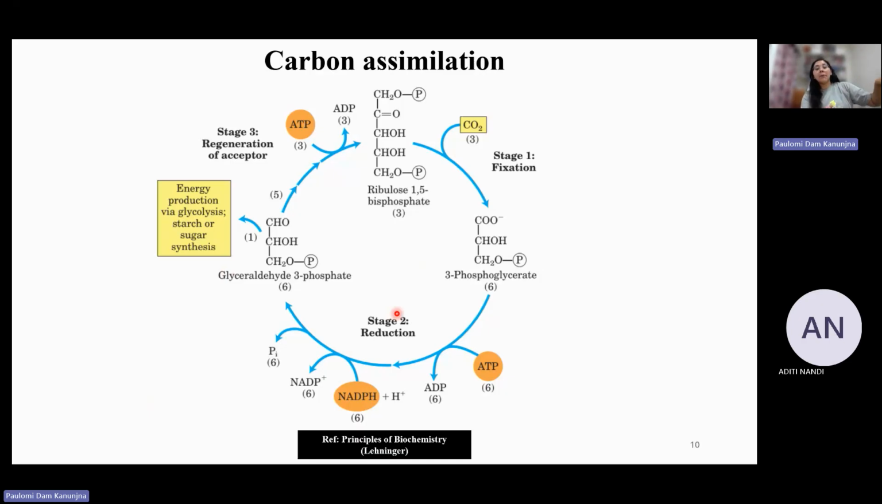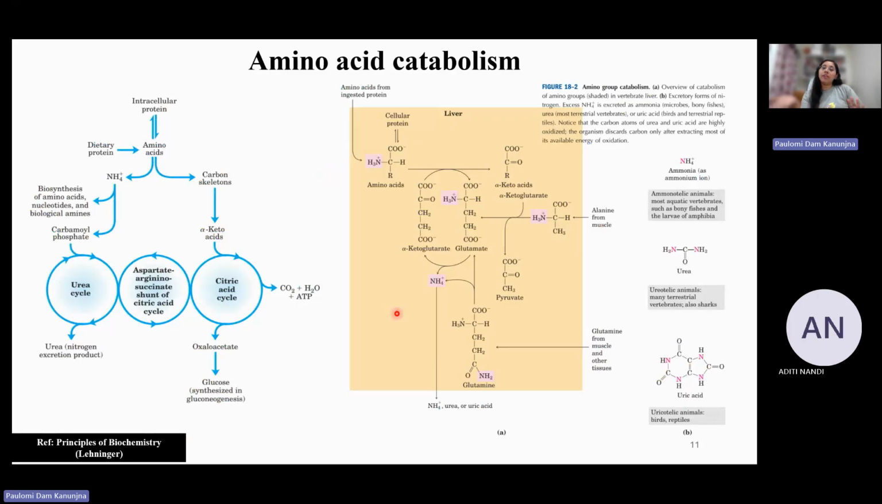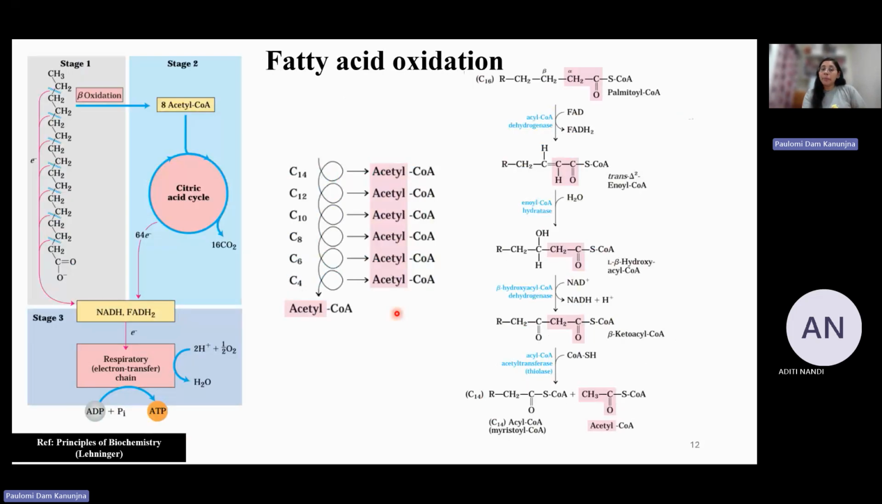So once we were done with carbohydrates, we moved to amino acids, where we looked into amino acid catabolism in the form of the urea cycle and the breakdown of amino acids. At the same time, we saw how amino acids are stored and how they are made, right? Then we moved to lipids, and we saw how they are broken down and how they are made, either by oxidation or how they are synthesized, right?